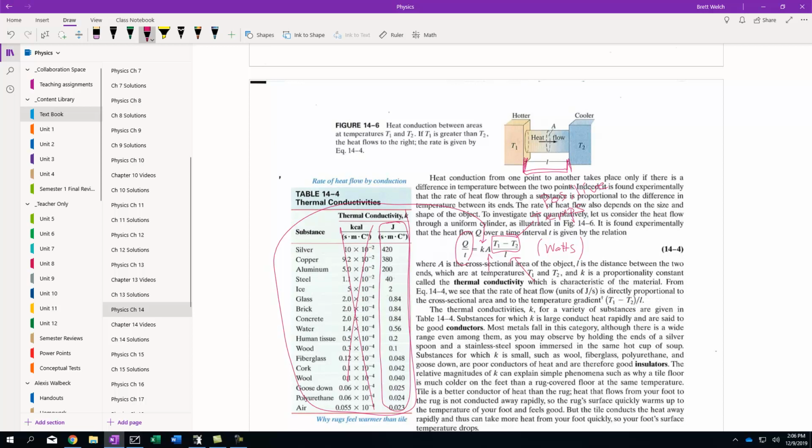Okay. This is why on a cold floor, you'll feel the heat being pulled from your foot, whereas a rug, you don't. And it has more to do with the way that heat is flowing away rather than the temperature. Okay.